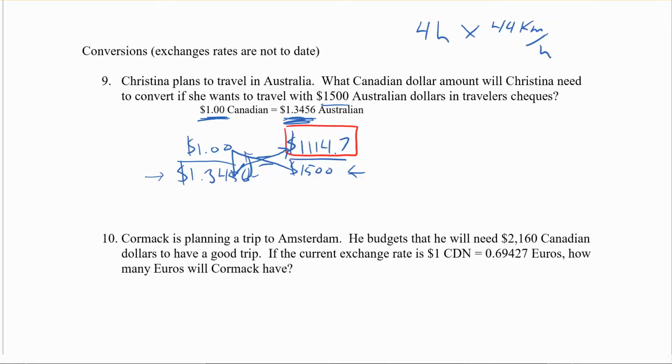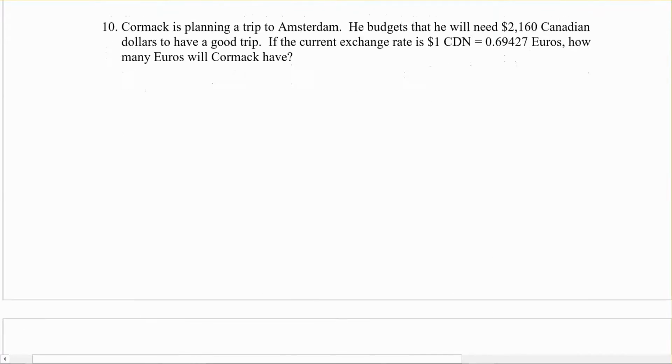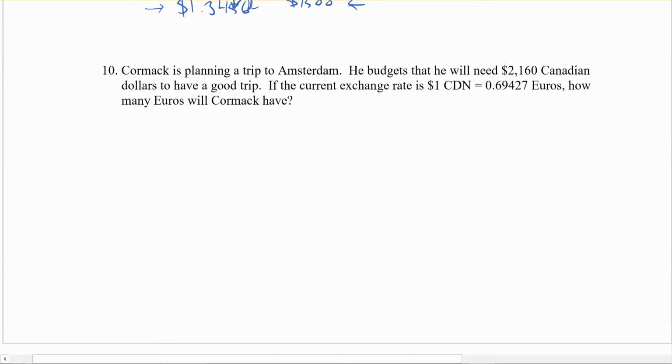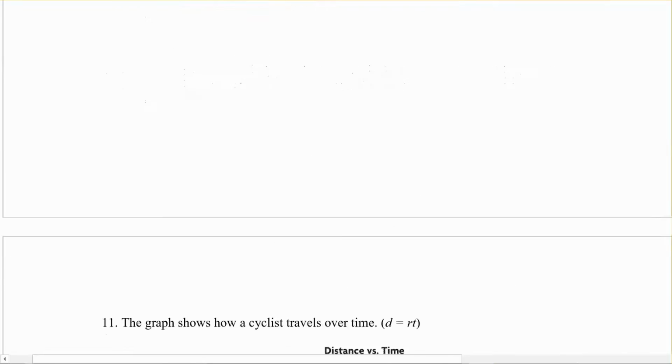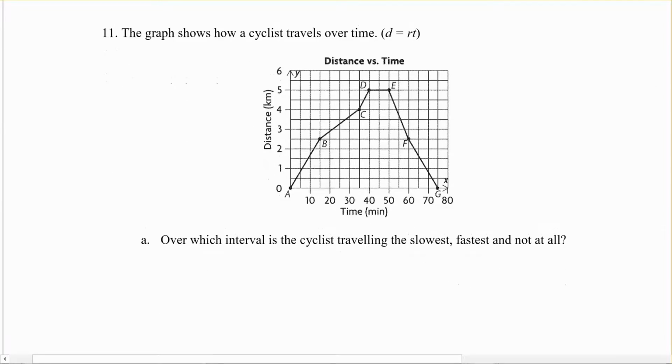And if you do that, you end up getting 1,114.7, or I guess 70 cents is how you should write that with money. Okay, so that's it for that one. I'm going to let you guys go ahead and do that one on your own because it's similar to the one above. It'd be good practice.